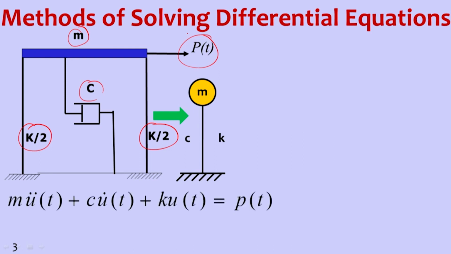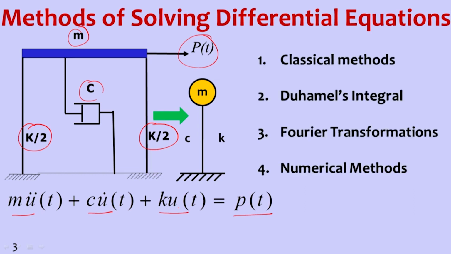So, the equation of motion or governing differential equation will be of the form m u double dot plus c u dot plus k u is equal to P. P is a force, and m u double dot, c u dot and k u are the inertia force, damping force and stiffness force respectively. Now, when P is acting on the body, we know how to solve this.